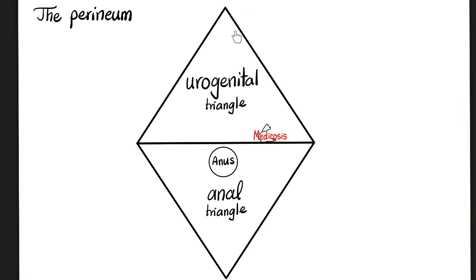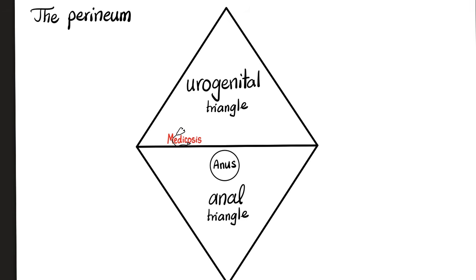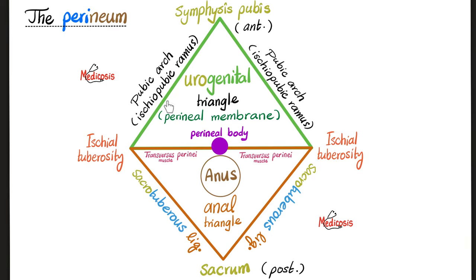Let's do it again. Here is my rhombus. The anterior triangle is the urogenital triangle. The posterior triangle is the anal triangle. The anus is more posterior, but the vagina and urethra are more anterior. This is the symphysis pubis, this is the coccyx, and these two are the ischial tuberosities. These are two ischiopubic rami forming the pubic arch, and these are the two sacrotuberous ligaments from the sacrum to the ischial tuberosities. The perineal body is right here in the center, and these are the transverse perineal muscles. There you go, urogenital triangle here, anal triangle there.